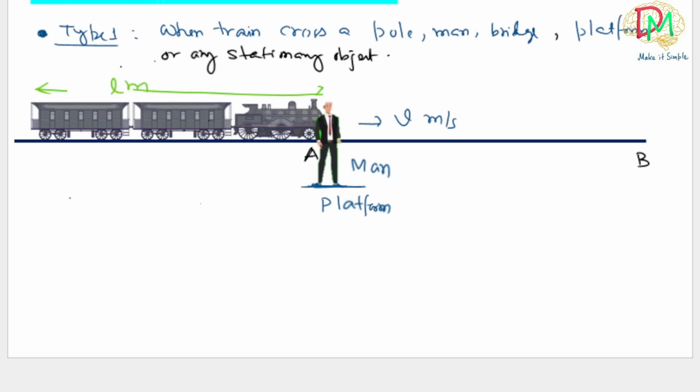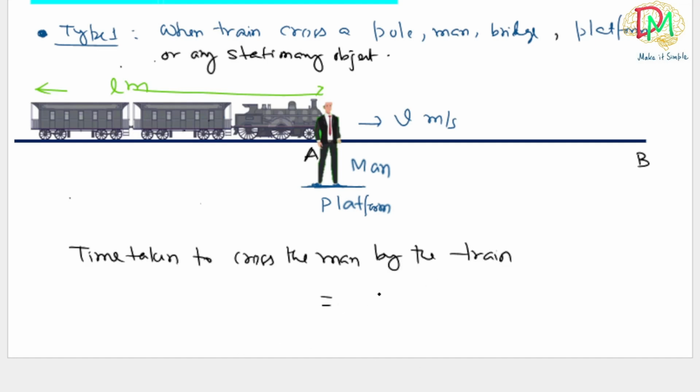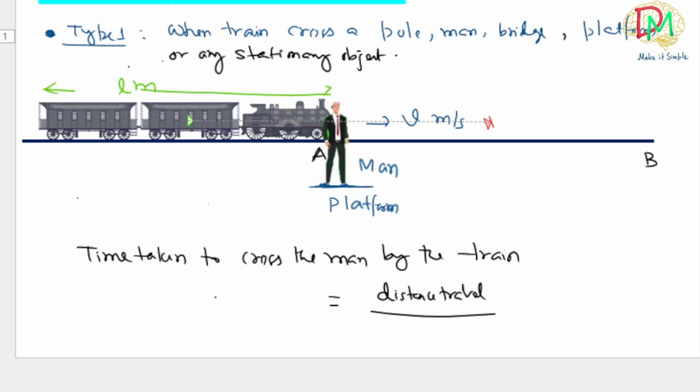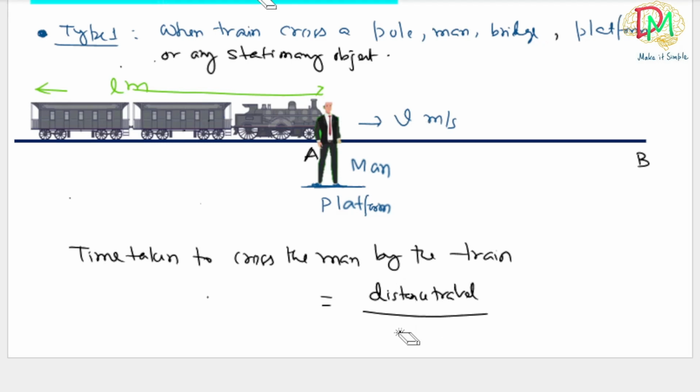Time taken to cross the man by the train is equal to distance traveled by speed of the train. You can say that it is L by V. This is the formula. Okay.